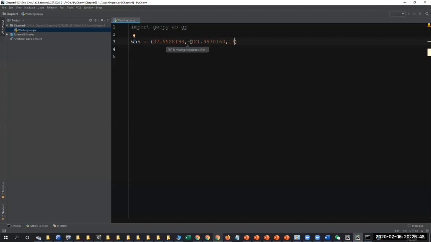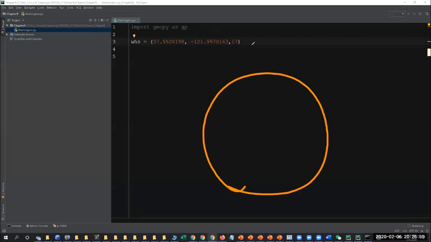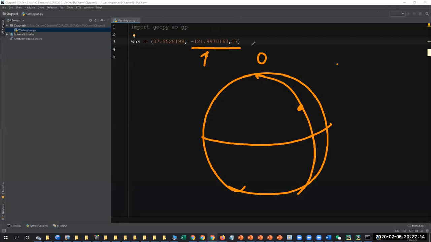So that actually is my longitude and latitude. Which one is longitude? Which one is latitude? Here we have an Earth, right? Let's assume that here we have Greenwich, so this is 0 degree, and here we have minus 120. Is that longitude or latitude? Latitude, right? The other one is longitude.